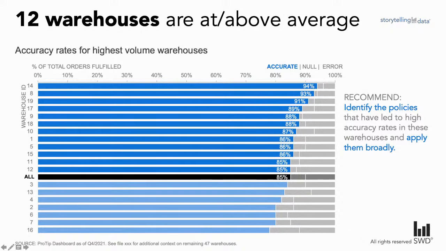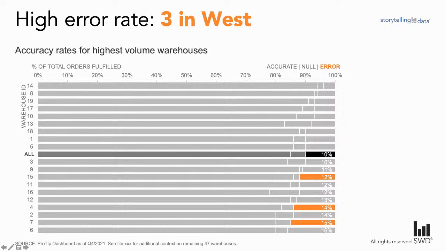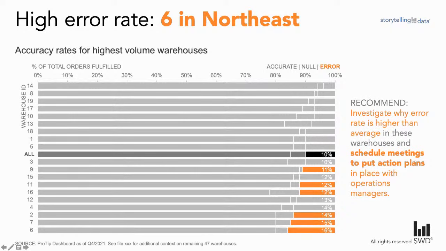Because when it comes to the opportunity, when improving our error rates, you can see that there are some that are above this 10% average. And again, this is our highest volume warehouses. So this is where we think we have the most opportunity. So 3 of those regionally are in our West region, and 6 of these are in our Northeast. So we actually recommend starting here in the Northeast and specifically scheduling meetings with the points of contact to put action plans in place and learn from the warehouses that are doing well in terms of what can be applied in this particular region.